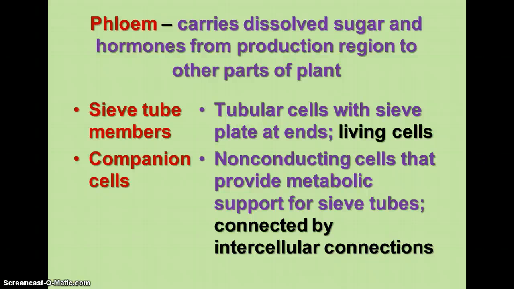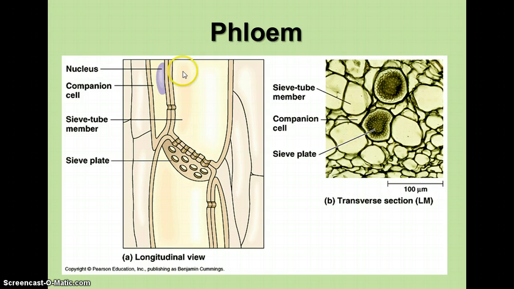Even though the sieve tubes are living, they have a lot of empty space in them for the fluids to pass through. So they need the companion cells to help provide the metabolic support for those cells. And they're connected by intracellular connections. Here we see the sieve tube cells. See how they have the sieve plate here connecting the cells together. And then the companion cells that are connected also by these lateral openings that allow them to take care of metabolic needs for the sieve tube cells.